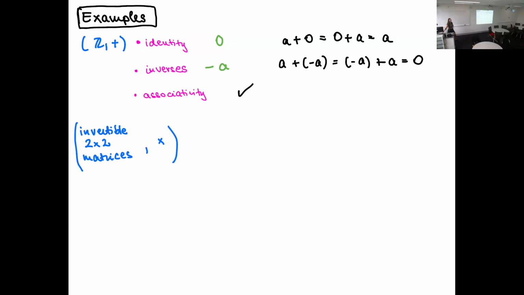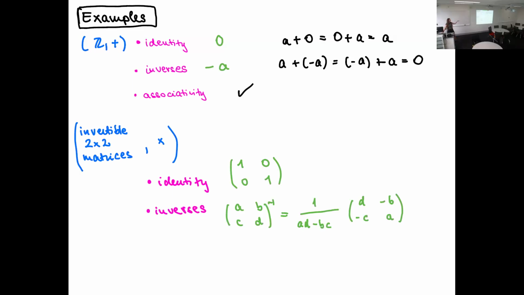We can also decide to look at invertible 2x2 matrices with multiplication over any field we want. The identity is just the identity matrix. If we multiply any 2x2 matrix by this, we get the same thing back. We also know what the inverse of a 2x2 matrix is, and we are only looking at the invertible ones, so that is given to us for free. And then the associativity condition also holds here.